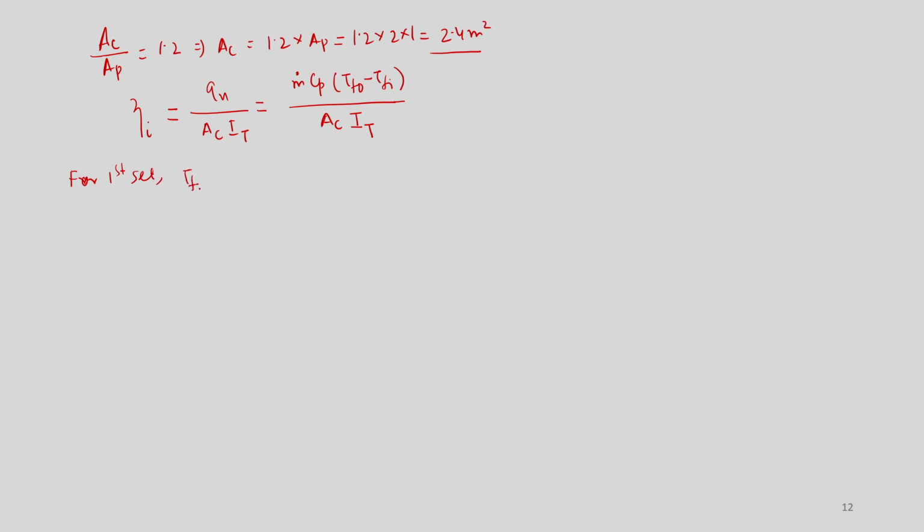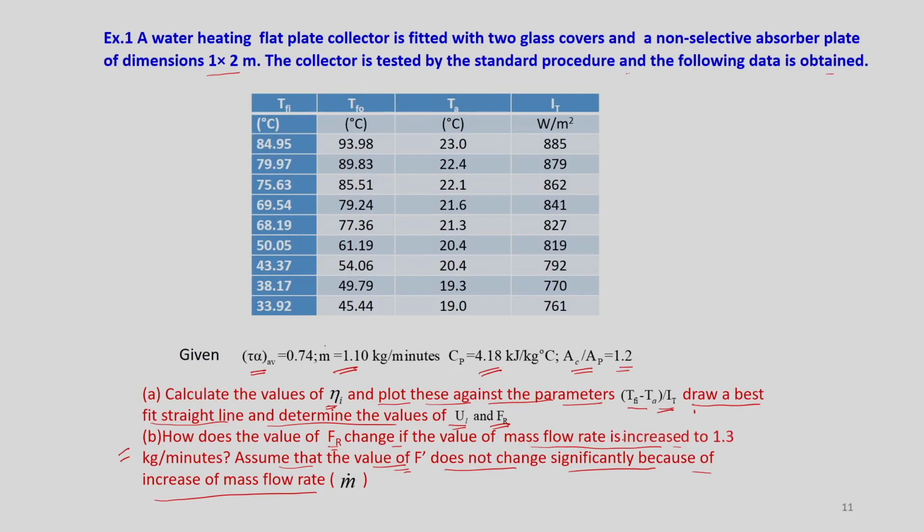So, Tfo is given as 93.98 degree, then you have Tfi as 84.95 degree, okay, and Ta is given as 23 degree. Okay. This can be seen here. So, this is the data I am talking about. So, Tfo is 93, then Tfi is 84, then Ta is 23 and I is 885. Okay.